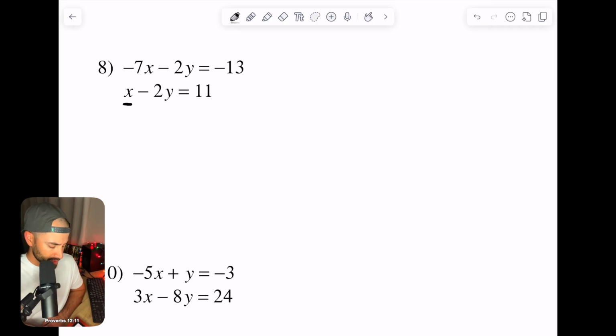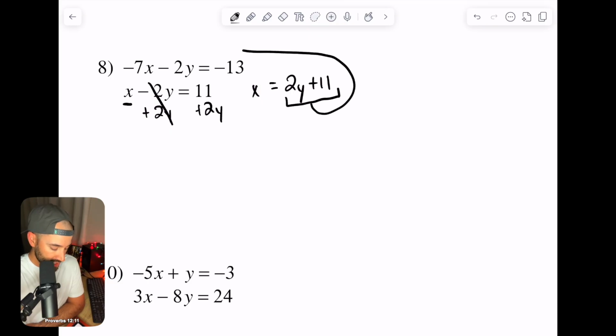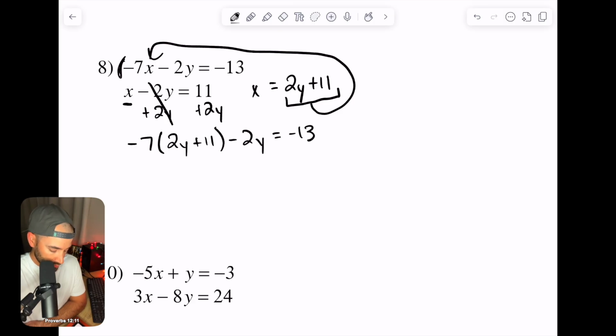And all we have to do to get it by itself is add 2y to both sides so that cancels and leaves us with x is equal to 2y plus 11. So now we have x equals 2y plus 11, and we can substitute this in for x. So when we do that, I'm going to rewrite this first equation as negative 7 times parentheses 2y plus 11, and then minus 2y is equal to negative 13.